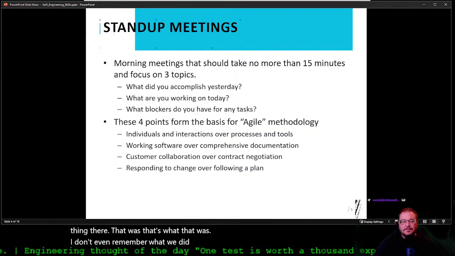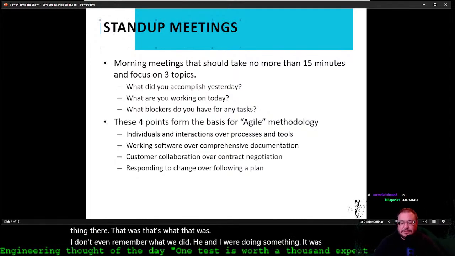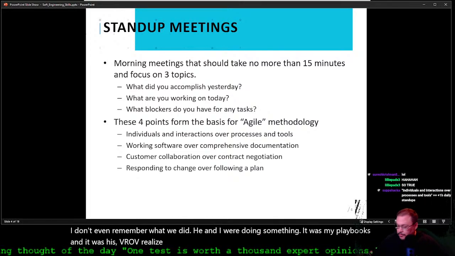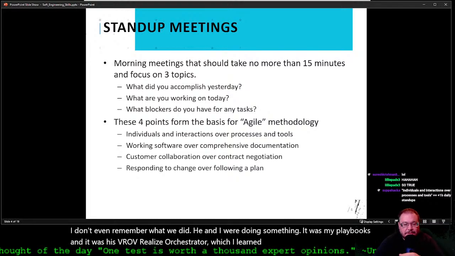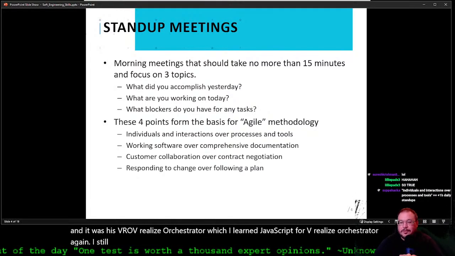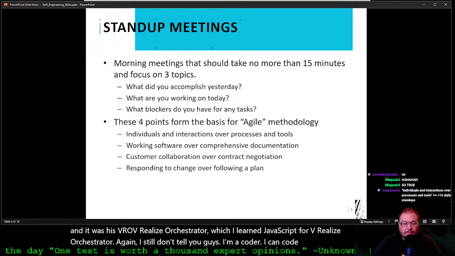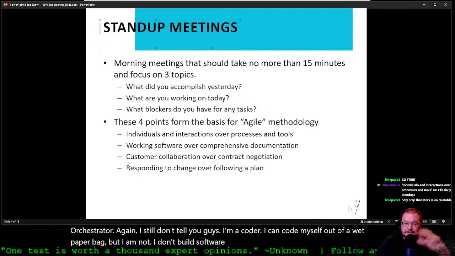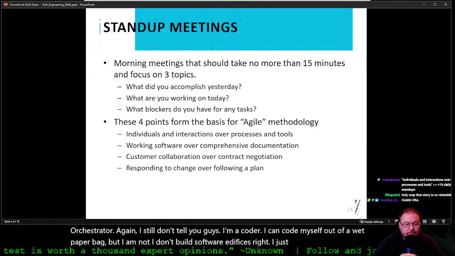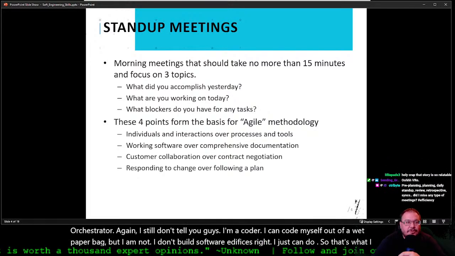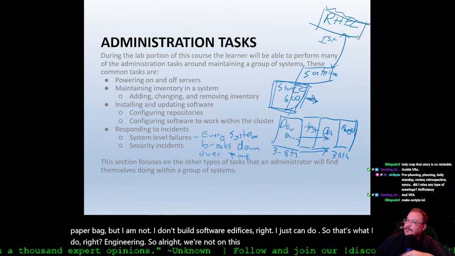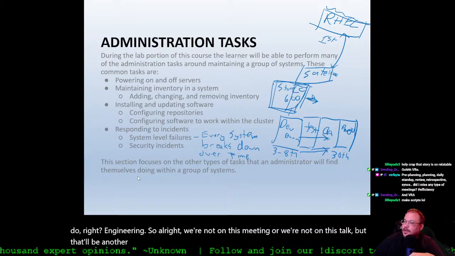I don't even remember what we did. He and I were doing something. It was my playbooks and it was his VRO, vRealize Orchestrator, which I learned JavaScript for vRealize Orchestrator. Again, I still don't tell you guys I'm a coder. I can code myself out of a wet paper bag, but I don't build software edifices, right? I just can do stuff. So that's what I do, right? Engineering. So, all right. We're not on this talk, but that'll be another day. This is what we're talking about.